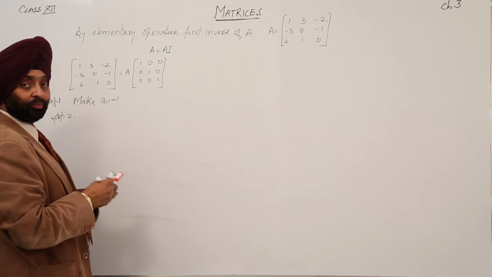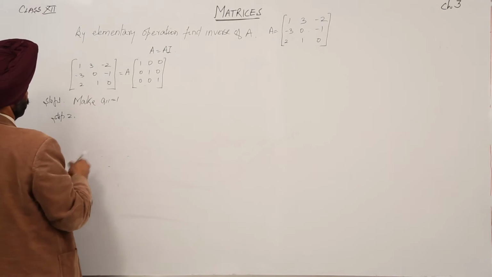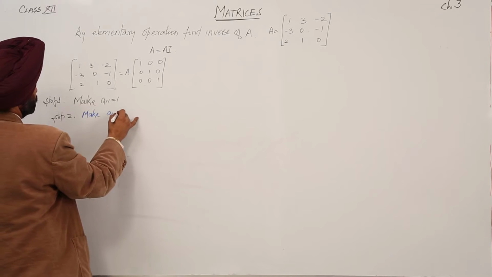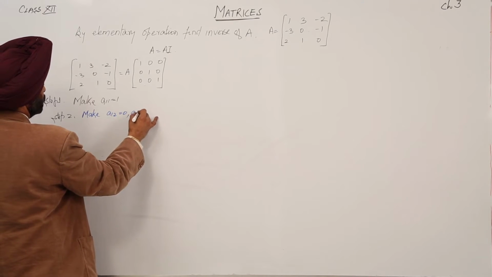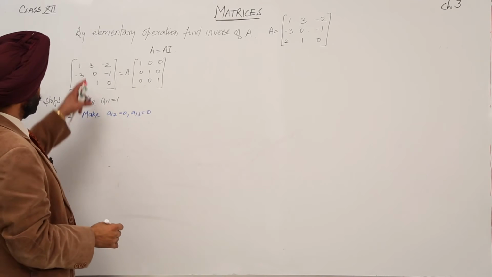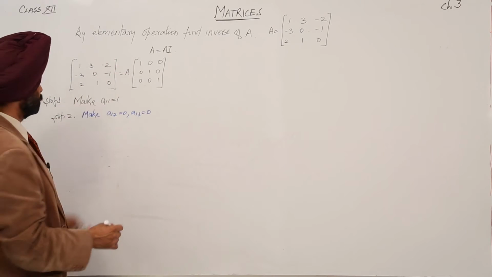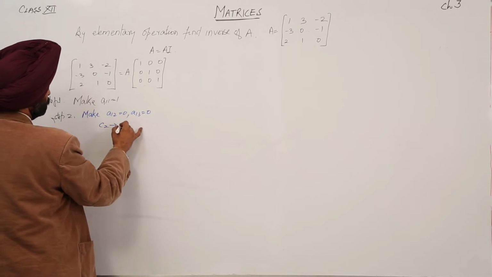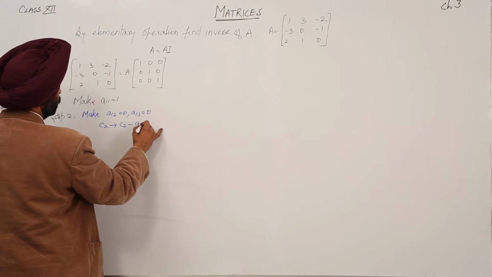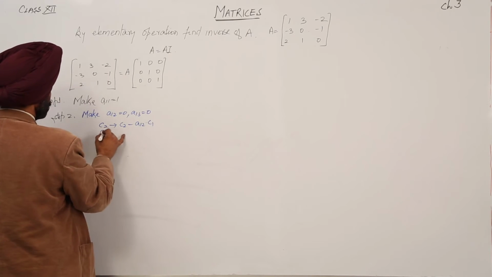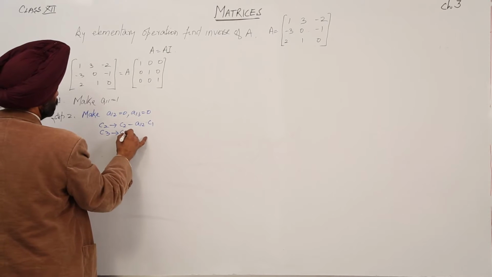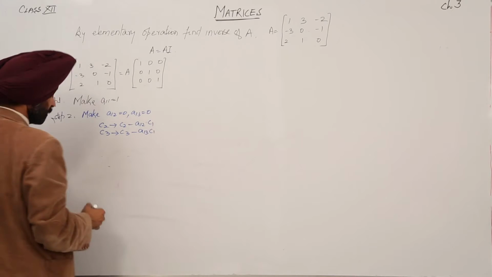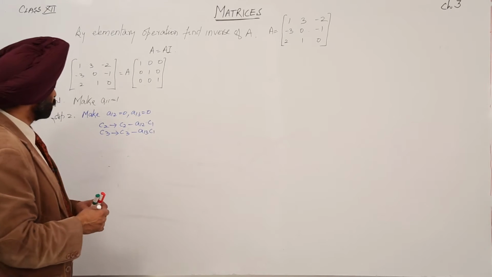Step 2. In step 2, what we have to do? We have to make A12 is equal to 0, A13 is equal to 0. We have to make these two 0 and 0. What operation are we going to use? C2 approaches to C2 minus A12 with C1, and C3 approaches to C3 minus A13 with C1. Okay, these two operations we are going to use.